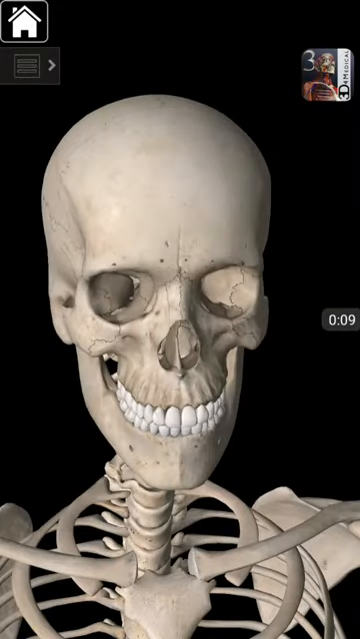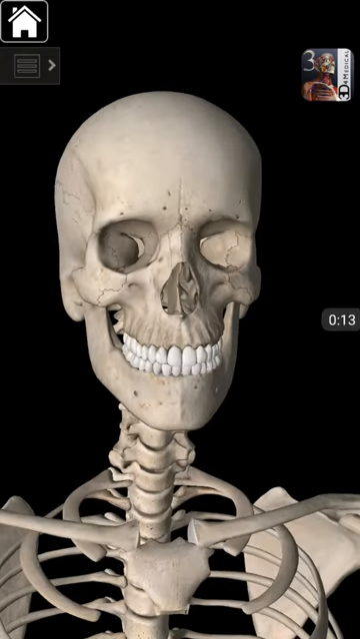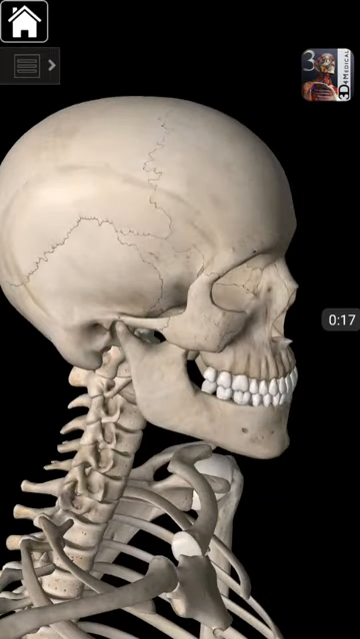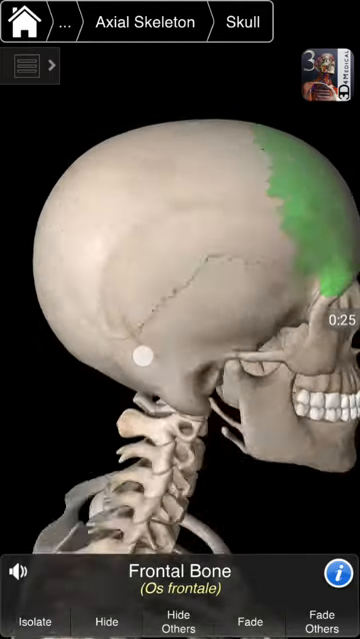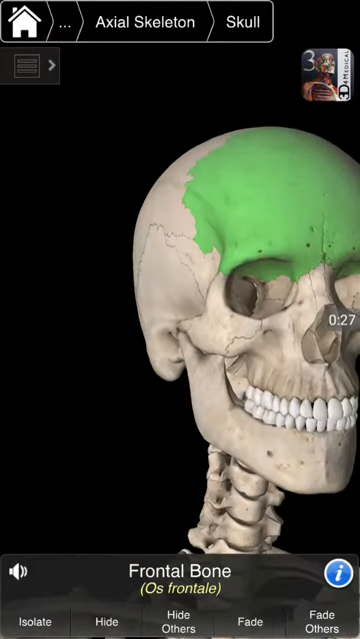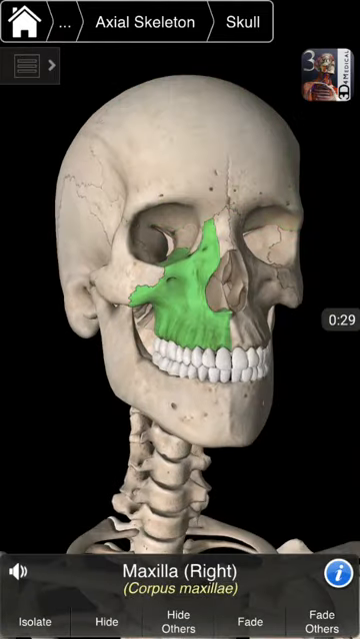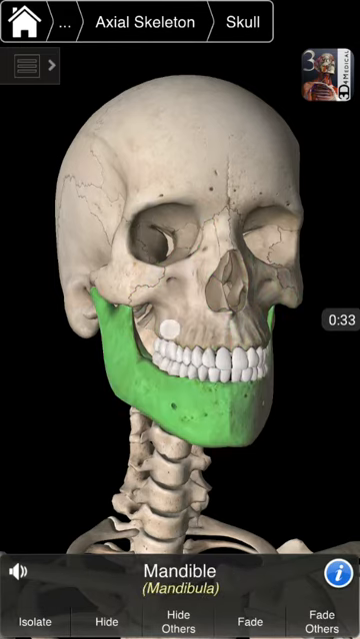Skull or cranium is the skeleton of a head. It has been divided into two parts, neurocranium and viscerocranium. Neurocranium is the part of the skull where the brain resides, housing the brain. The other part is viscerocranium. Viscerocranium is the facial skeleton. Facial skeleton is called viscerocranium.